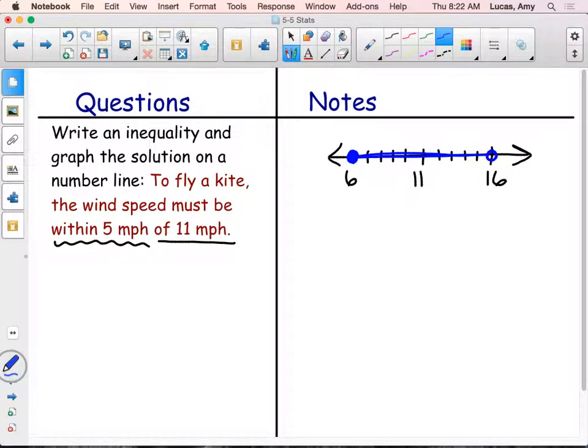So just like the last one, it's going to be this interval from 6 to 16. So I'm not even using the 11 as one of my endpoints in my graph, because when it says within 5, it means it could be 5 in either direction for your kite to fly. It doesn't have to be 11. It's got to be 6 to 16 miles per hour. So we've got our graph. Our midpoint is 11. So x minus 11 is less than or equal to 5 in each direction.